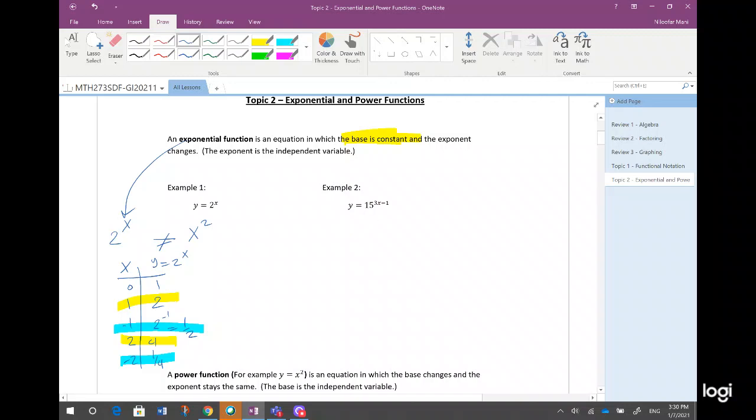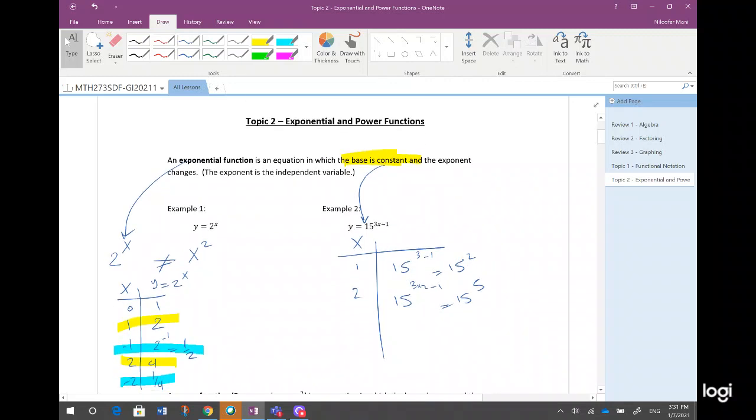I have 15, which is a constant number, as a base, and the power is 3x minus 1. The power is changing. If x equals 1, it's 15 power 3 minus 1, which is 15 squared. If x equals 2, then you have 15 power 6 minus 1, which is 15 power 5. So, large numbers.